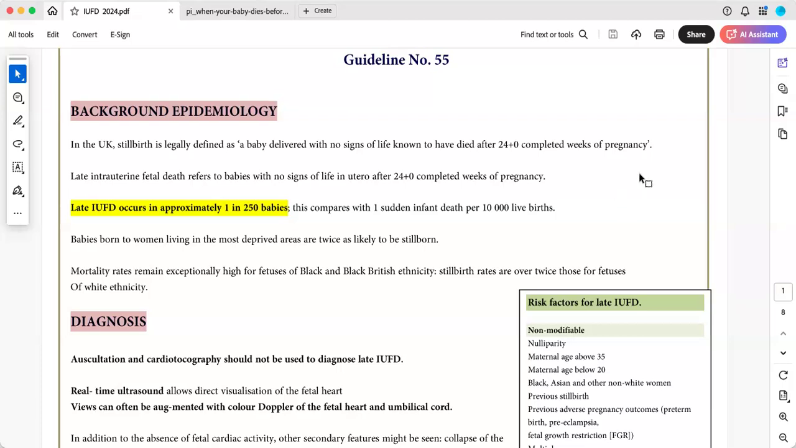My query is whether Doppler is always needed to confirm IUFD, or only in some circumstances as mentioned in this GTG.